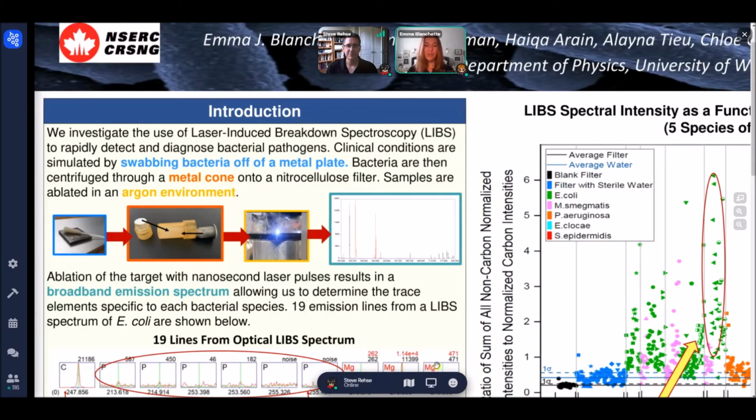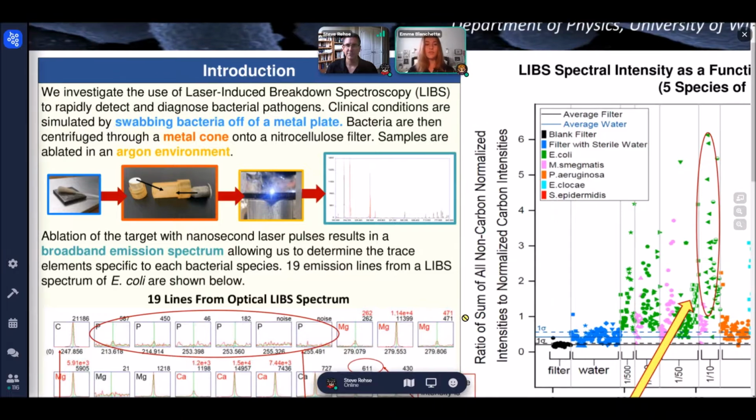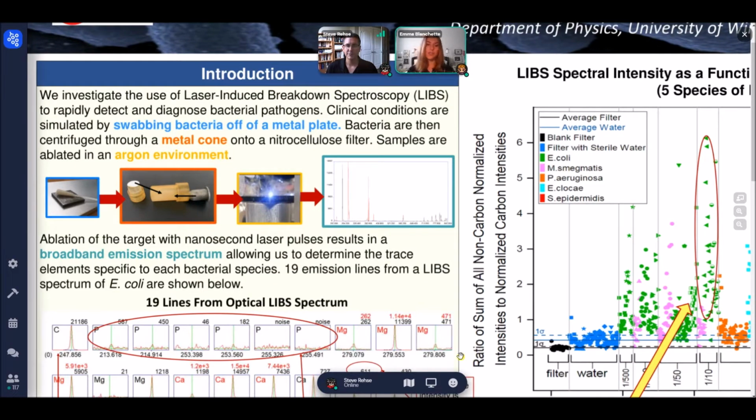I'm representing Dr. Rehse's lab, and what we do in our lab is we use laser-induced breakdown spectroscopy to diagnose bacterial species. So in our introduction box, it details our process for collecting bacteria and the spectrum that's shown. The process is given in the flow chart.